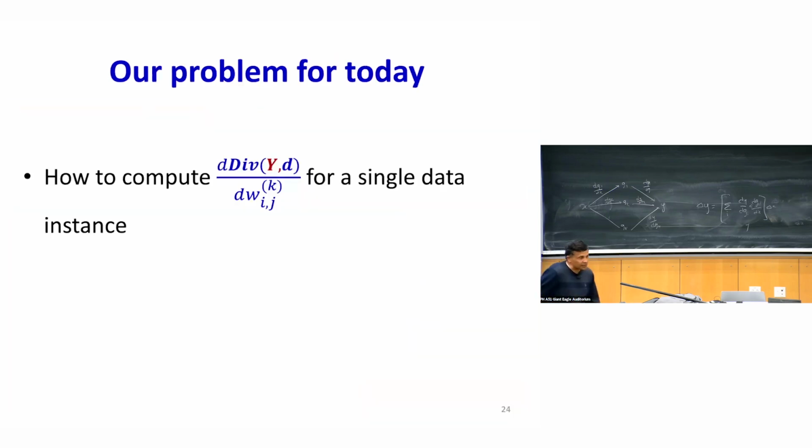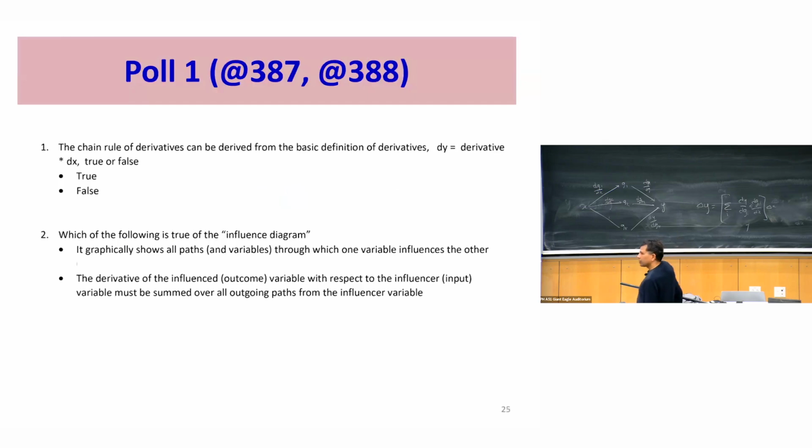So now that's just a little background. Our problem is, how do we compute the derivative of the divergence with respect to individual network parameters? Again, this derivative tells us how much perturbing the parameter is going to perturb the divergence. If increasing the parameter reduces the divergence, you want to increase it. On the other hand, if decreasing the parameter reduces the divergence, you want to decrease it, right?